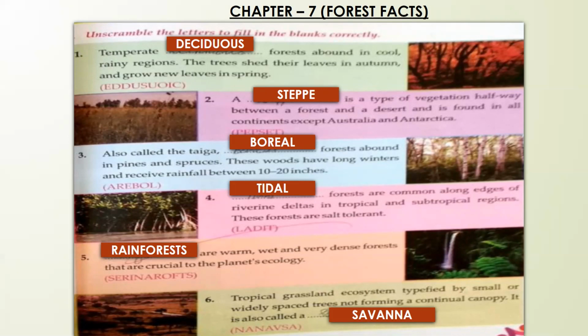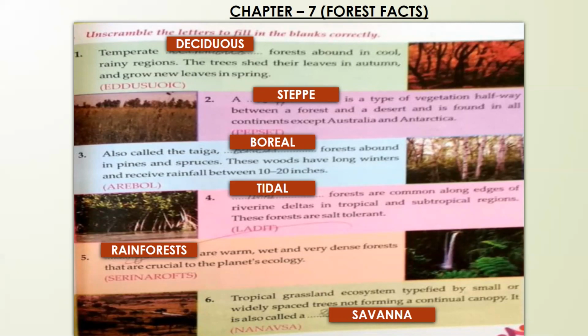So answer is deciduous. Next is second, a dash is a type of vegetation halfway between a forest and a desert and is found in all continents except Australia and Antarctica. Now you unscramble the word to get the answer. This is steppe.